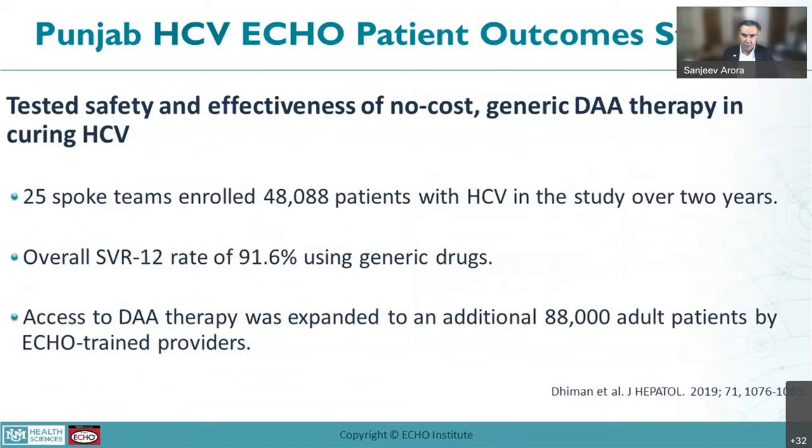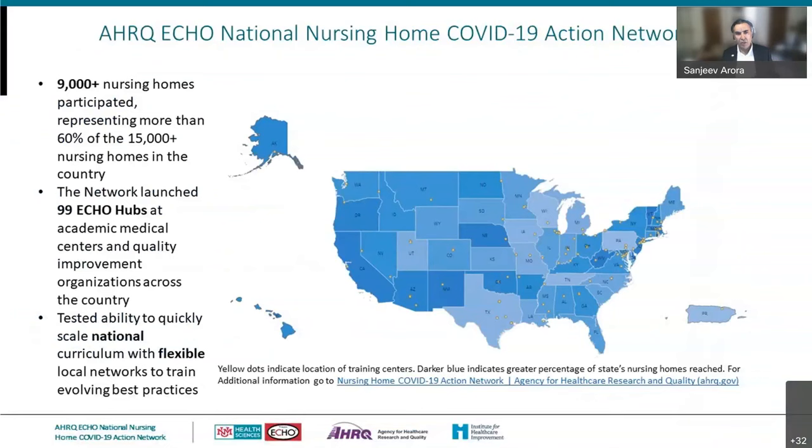Then there is this problem of natural experiments occurring, which are not rigorous studies, but this is Punjab in India, where they were treating 1500 patients at the academic center, enrolled 25 district hospitals, treated 48,000, published in the leading European Journal of Liver Disease with a cure rate of 91.6. Not an experiment, but the neighboring states didn't have these patients treated. And so there are some natural experiments occurring. We recently used ECHO and launched 100 hubs and with AHRQ, enrolled 326 networks weekly, 90 minutes each, enrolled 9,000 nursing homes in cohorts of 30 each for COVID-19 care.